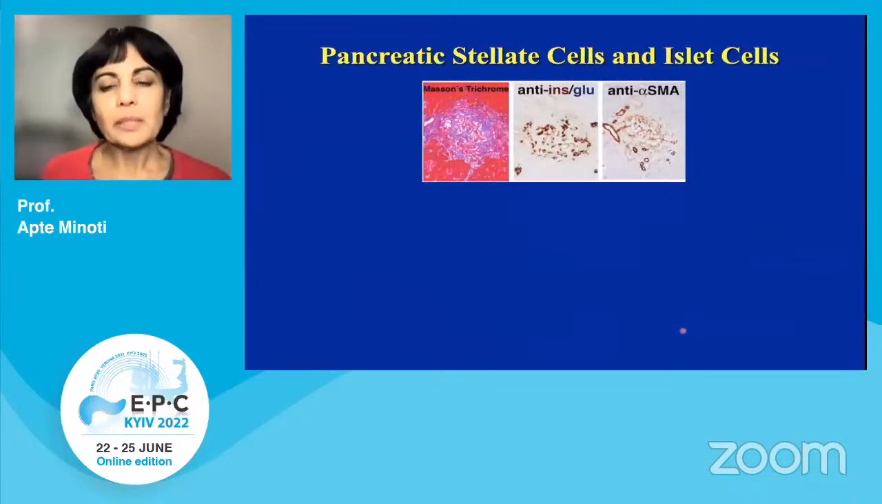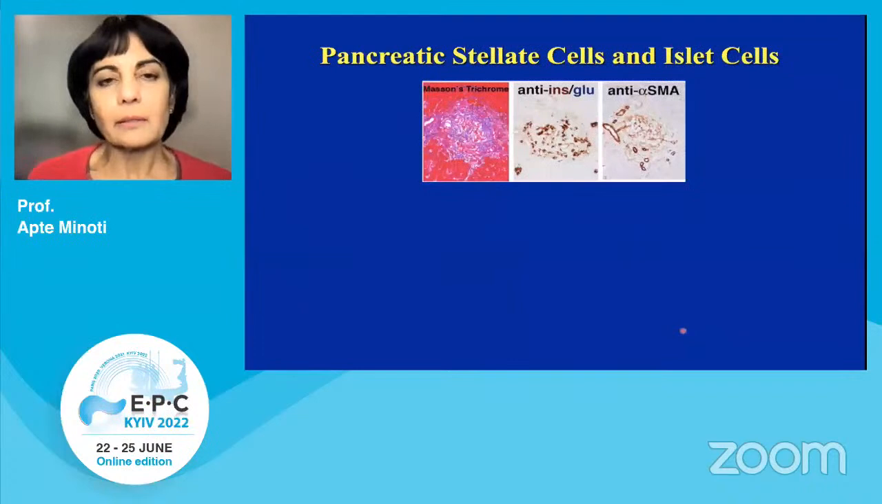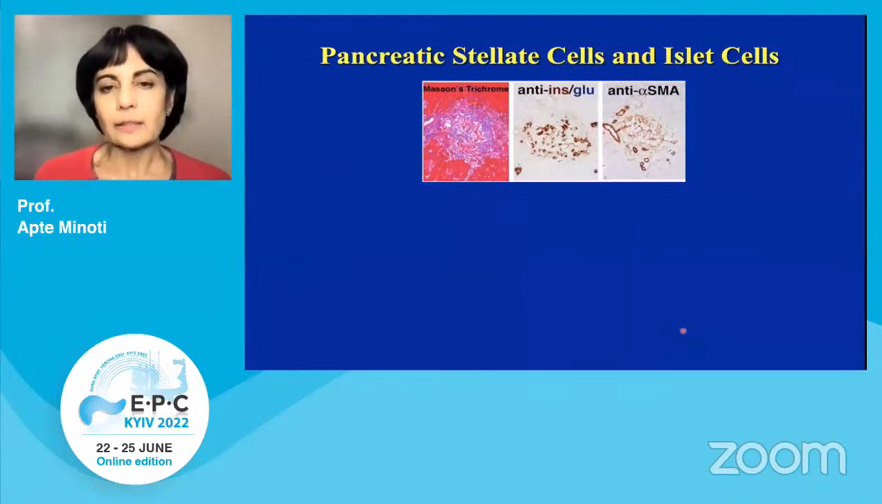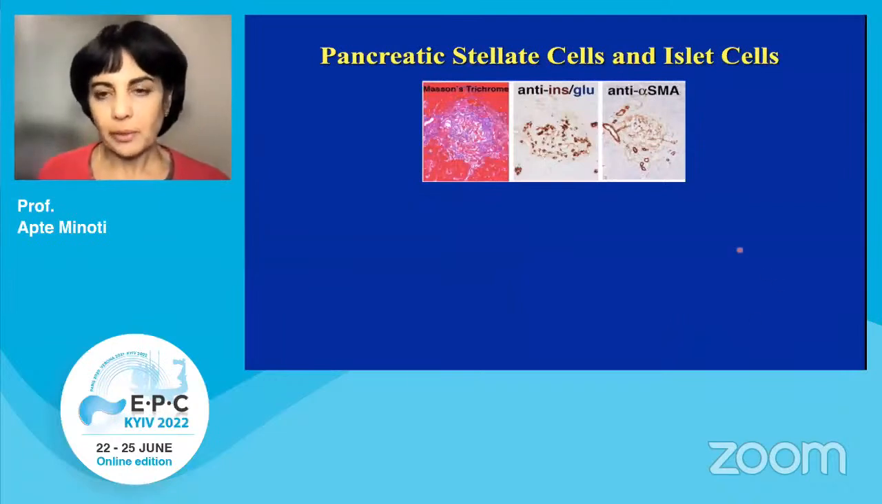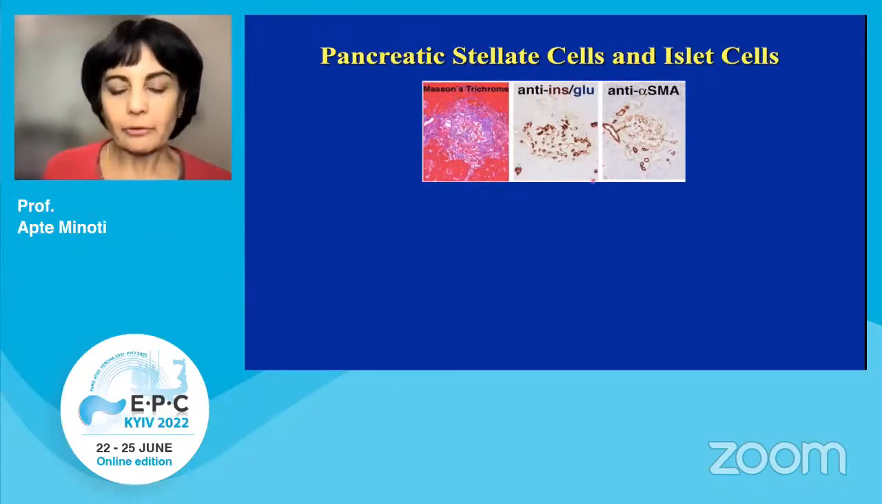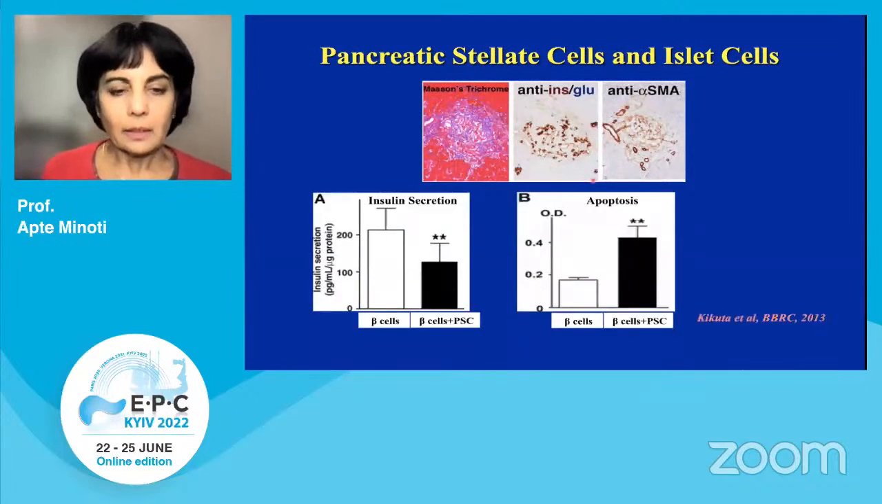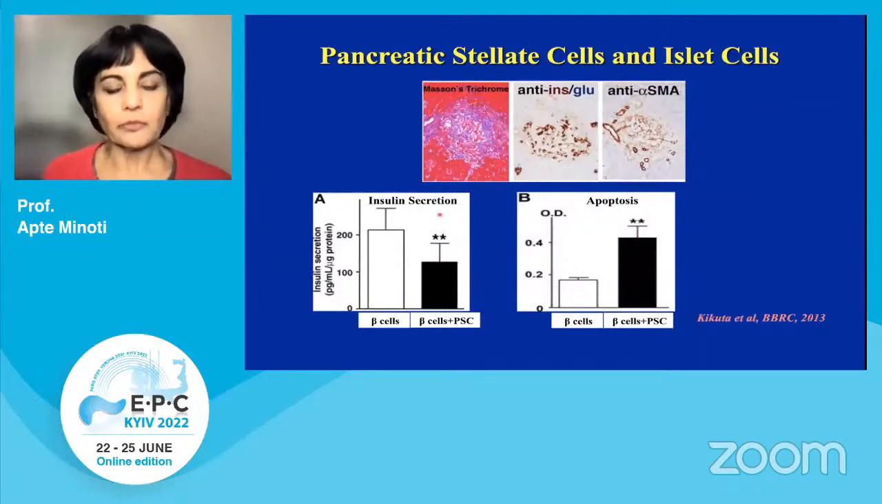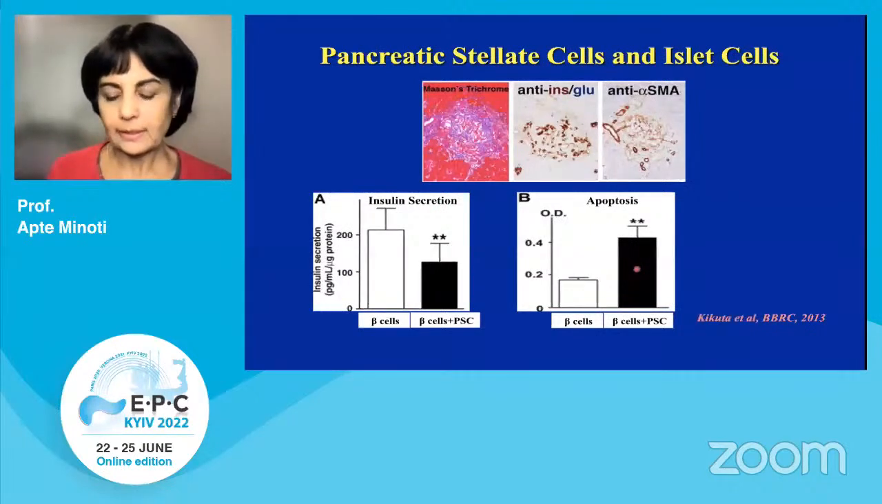In terms of the diabetes of chronic pancreatitis, the role of stellate cells around islet cells might be of importance because we know that stellate cells are present and activated around islet cells. And a Japanese group has shown that the beta cells, if incubated with stellate cells, show a decrease in function in terms of insulin secretion, and they also show increased apoptosis.